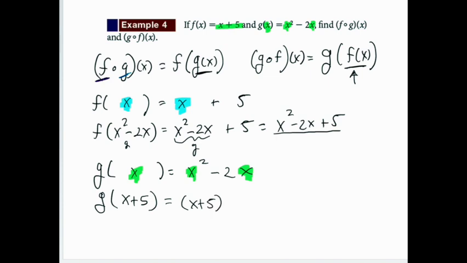I am going to put x plus 5 here. This whole thing is going to be squared. Minus 2 times x plus 5. So I'm going to have to square the x plus 5, which means x plus 5 times x plus 5. And then I'm going to subtract 2 times x plus 5. Remember to distribute that minus in front of the 2. And when we simplify that, we get that g of f of x is x squared plus 8x plus 15.